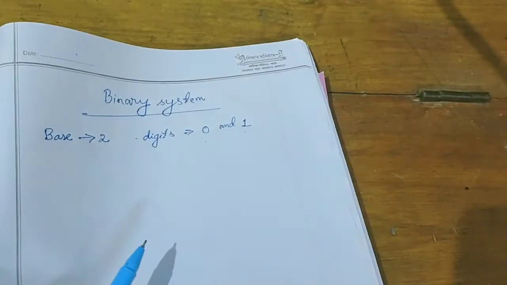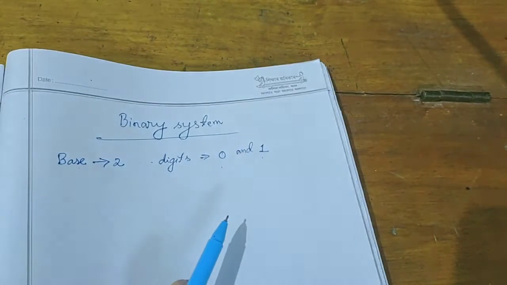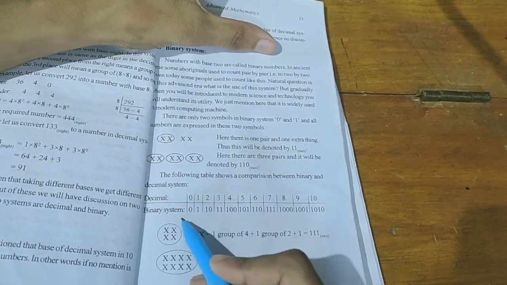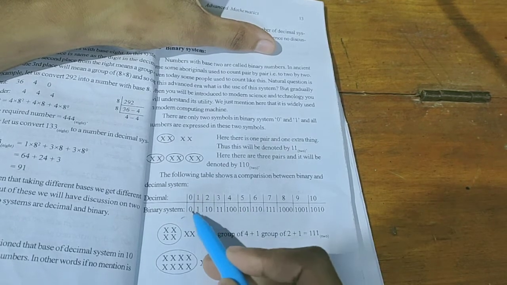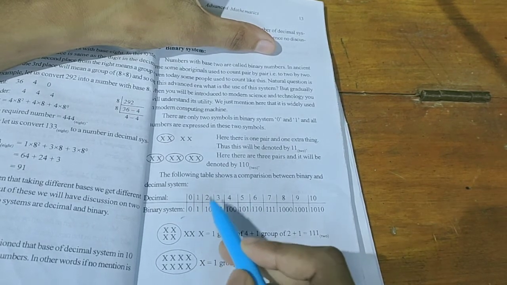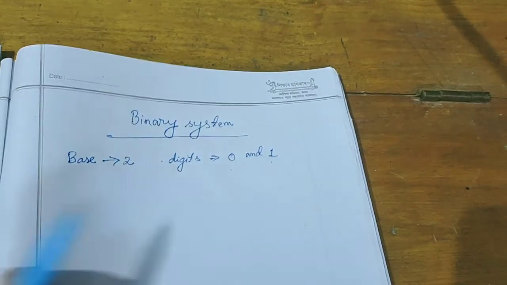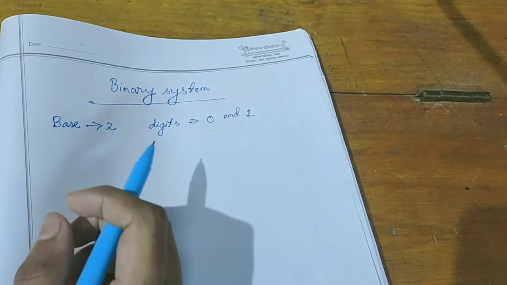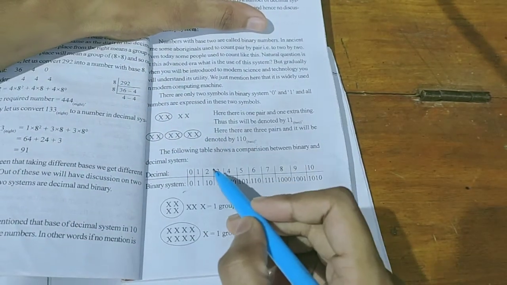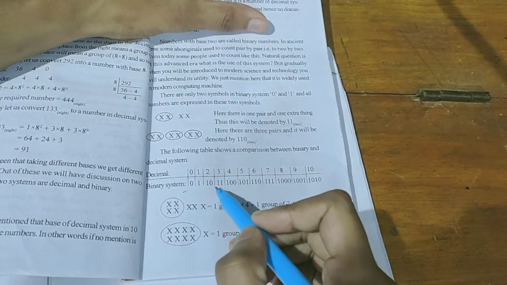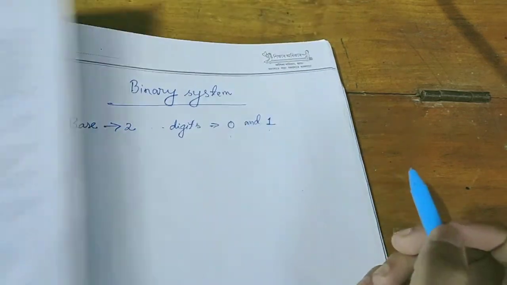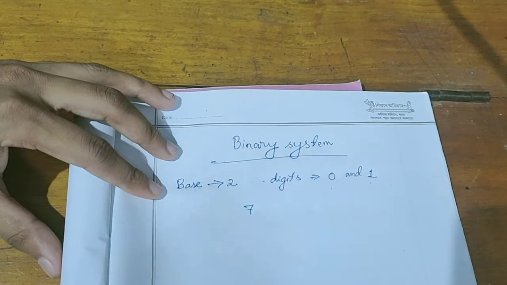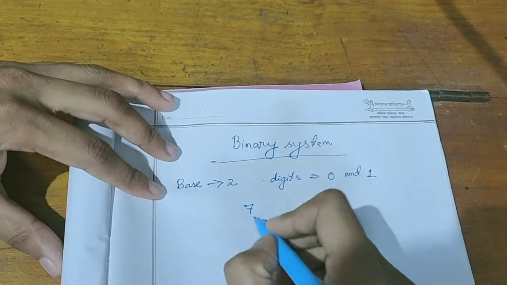Now there is a table given: decimal numbers and binary numbers. 0 is denoted by 0, 1 is denoted by 1, like this. You don't need to remember this table. You can calculate which decimal number is written as what in the binary system. How? Suppose I give you a number 7. This number is in base 10.